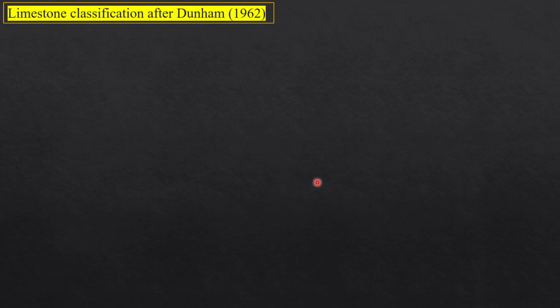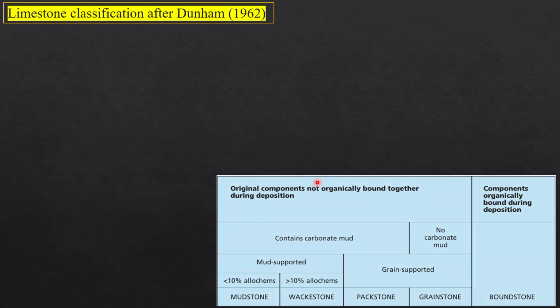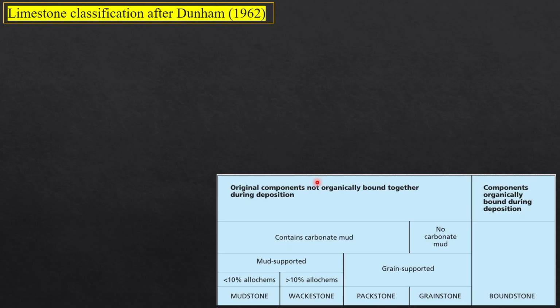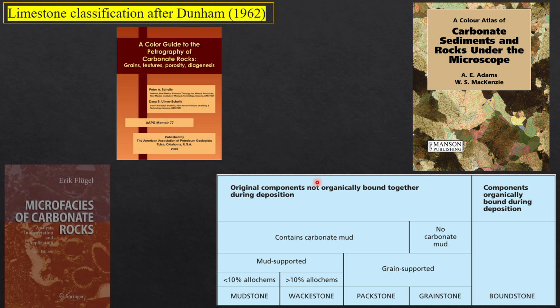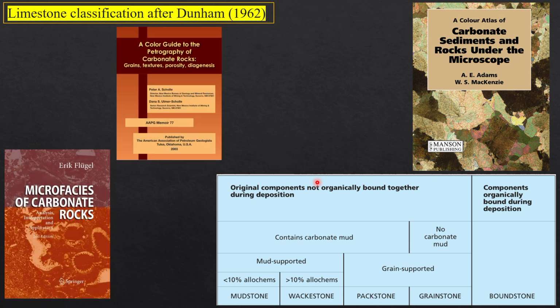Another thing: whenever we study carbonate rock, we classify it according to the Dunham classification. Mudstone has less than 10% grains, and more than 10% is wackestone. Grain supported with more than 10% grains is packstone, and the high energy environment is grainstone, in which sparry calcite occurs, with the grains and no mud. Another is fully organic, which is boundstone. So these are the books which can be used to study the petrography of carbonate rock under the microscope.